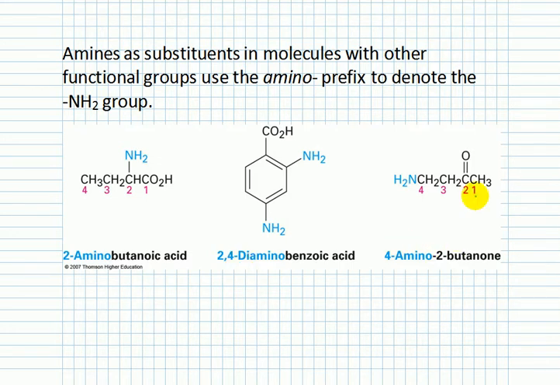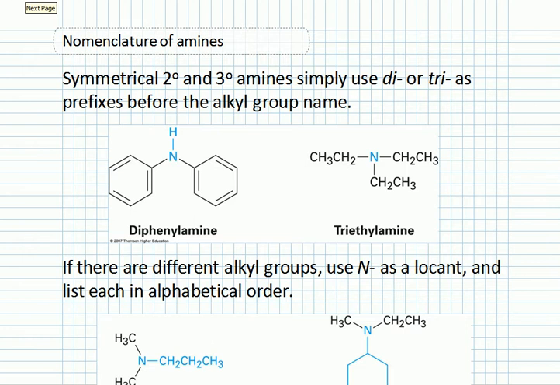Here's 4-amino-2-butanone. Notice that the ketone is the last thing we talk about in the molecule, right? It's the last part of the name, so that's what gives priority to the numbering. So even though the NH2 is attached to an end carbon, because we're naming this as a ketone, we number from the end closer to the carbonyl. Those were all primary amines.